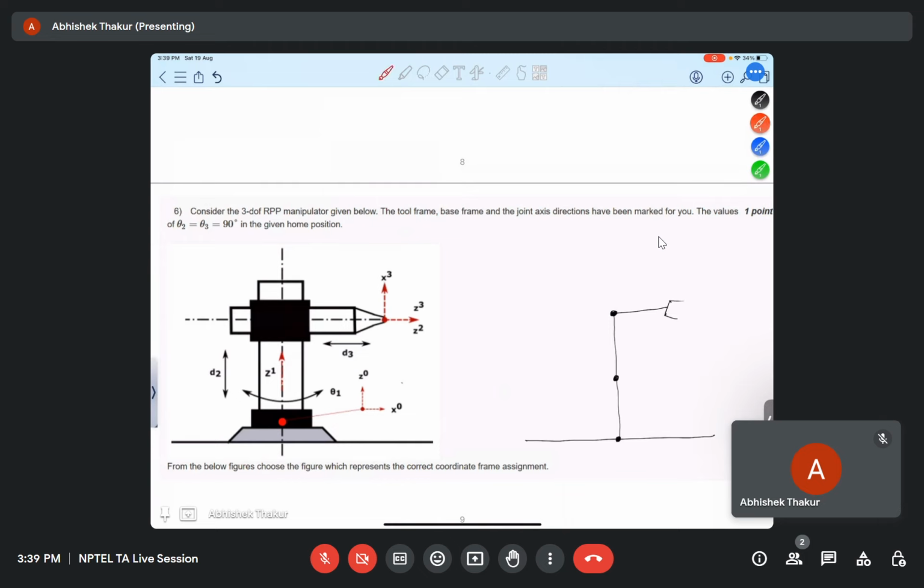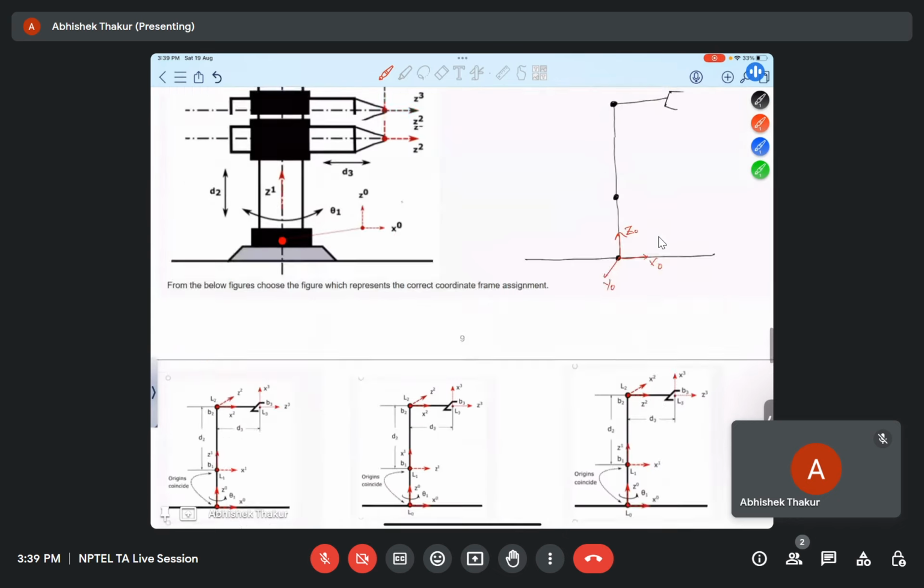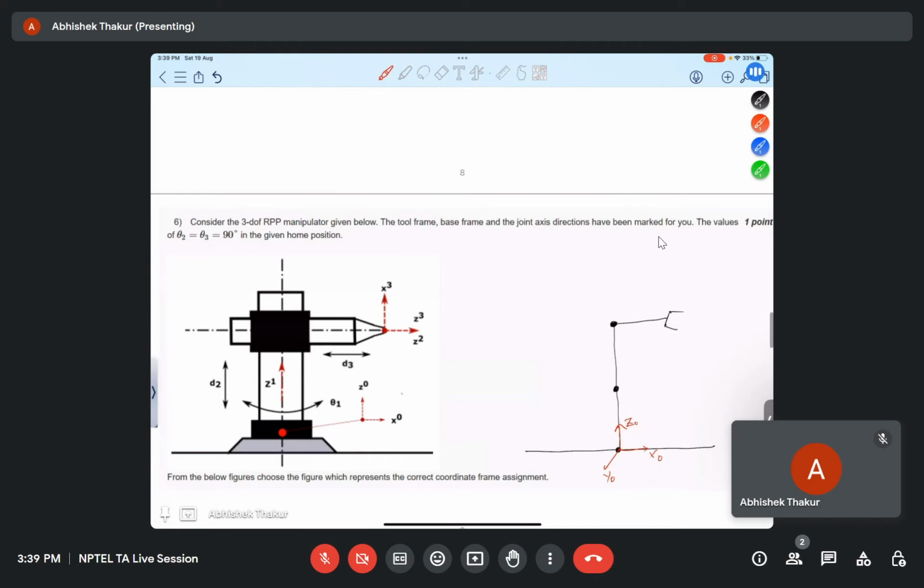Okay. So now the axis of Z naught, this is the RPP, so it is rotation. So axis of Z naught is given. This is Z naught, and this is our X naught. So our Y naught will be something like this. So in this question, it is not dealing about Y. The options are only in X and Z. So let's think in terms of X and Z.